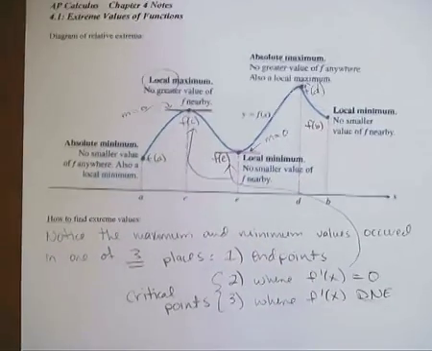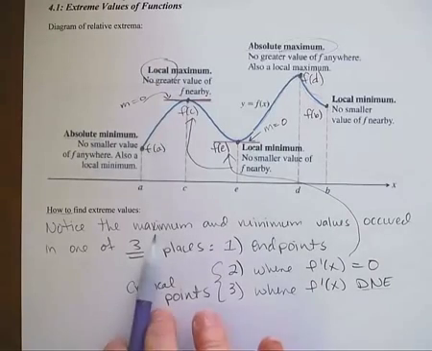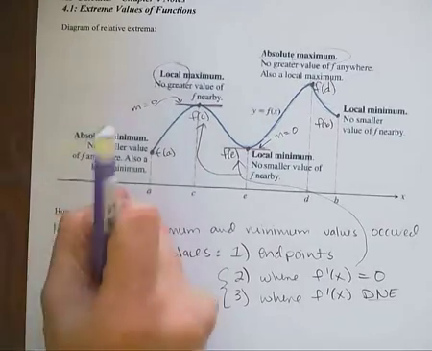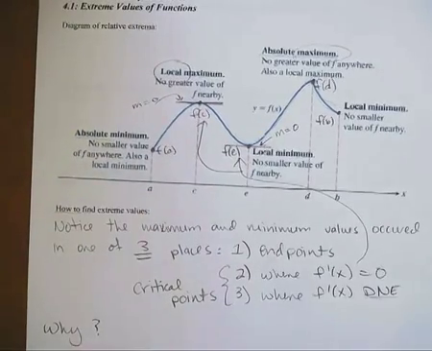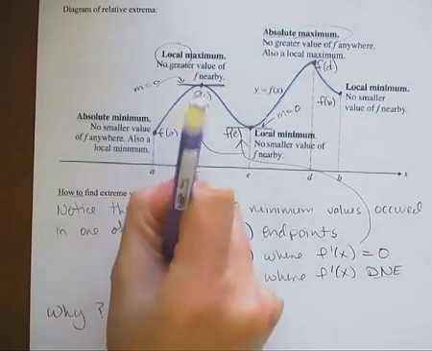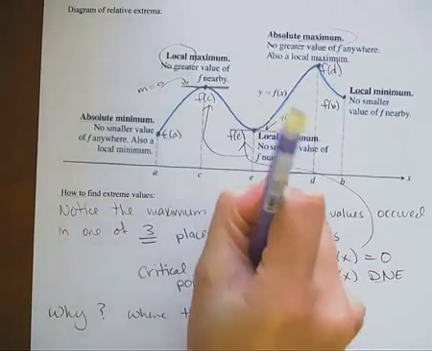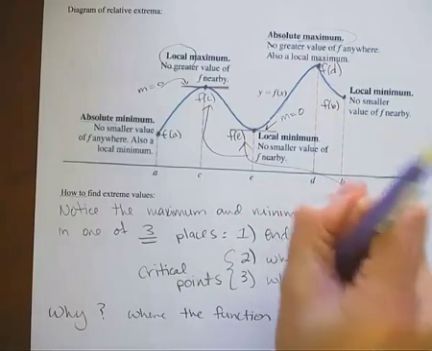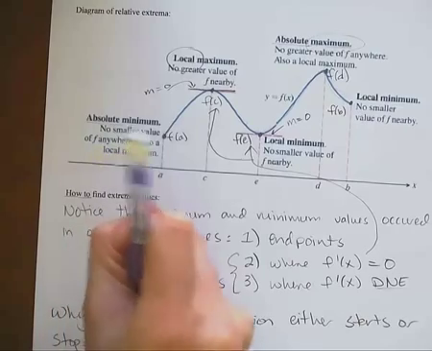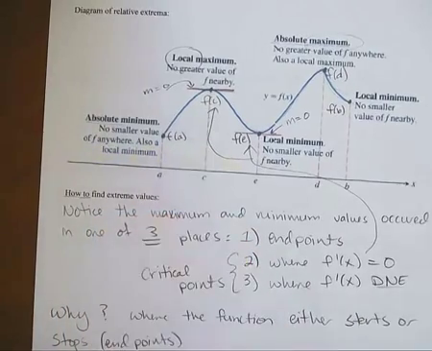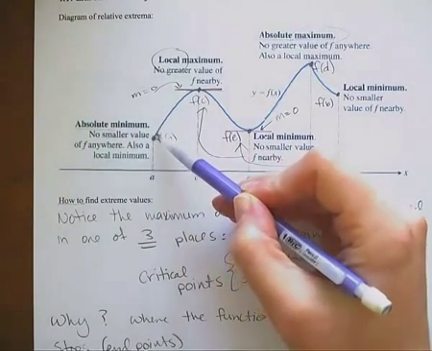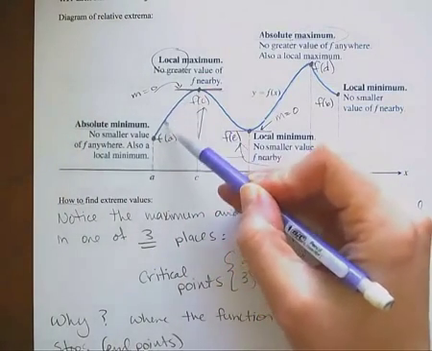Okay, then you may ask why. Why is it that the maximum and minimum values occur at these points? Well, the answer to that question is because these are the places on the graph where the function is either starting or stopping, and those would be at the endpoints. So like right here where x is a, the function's starting. And when it starts, it begins to increase. It begins to go up.